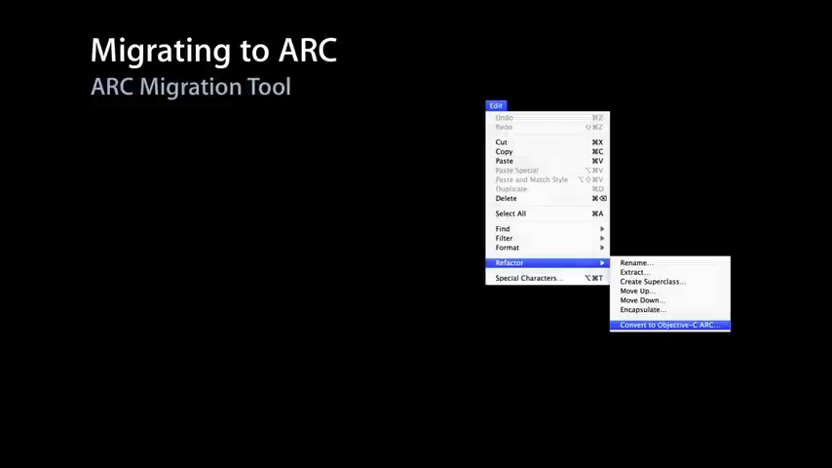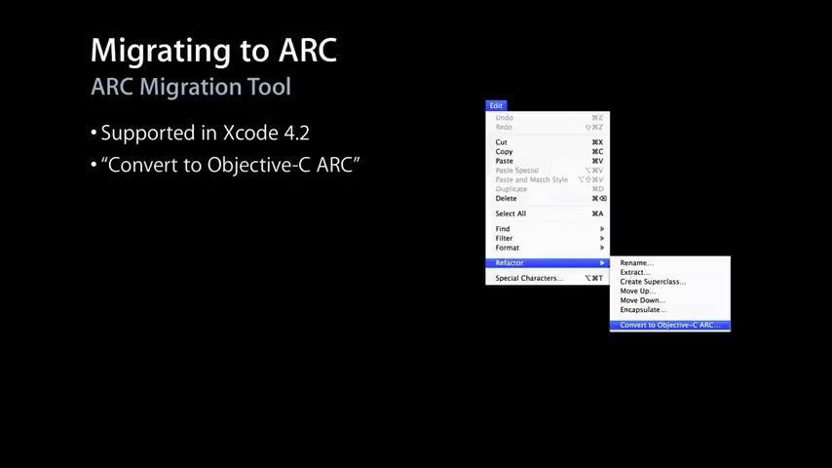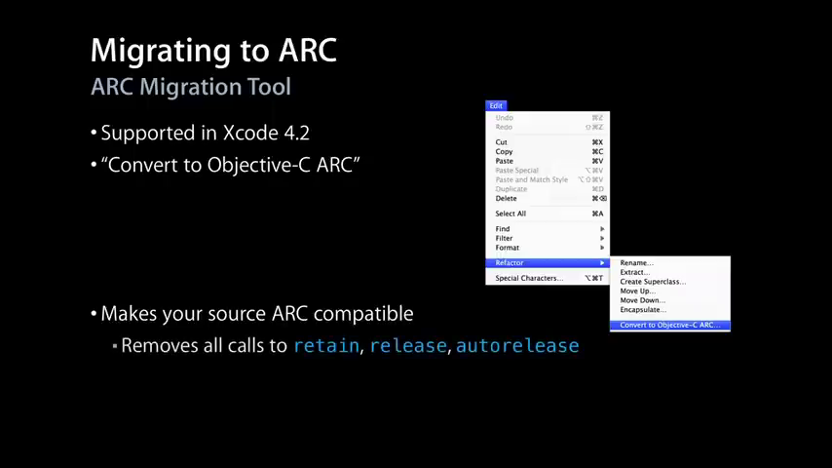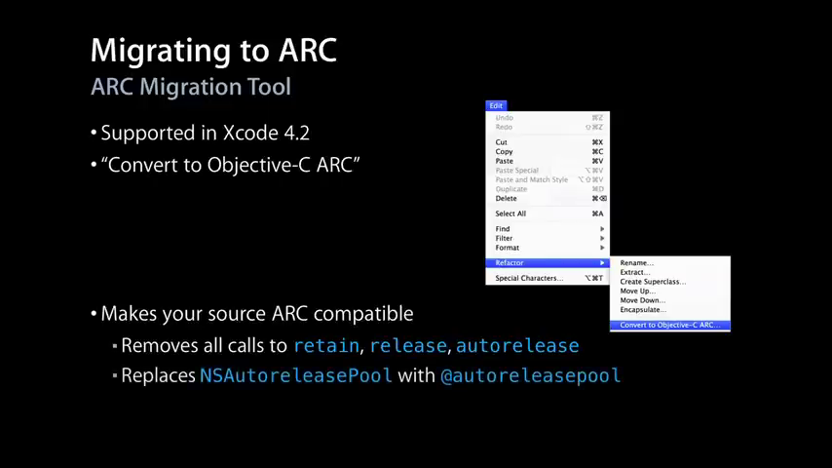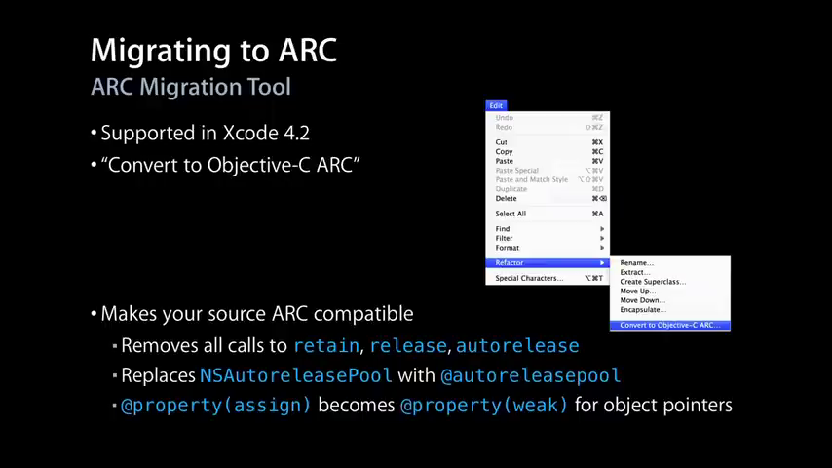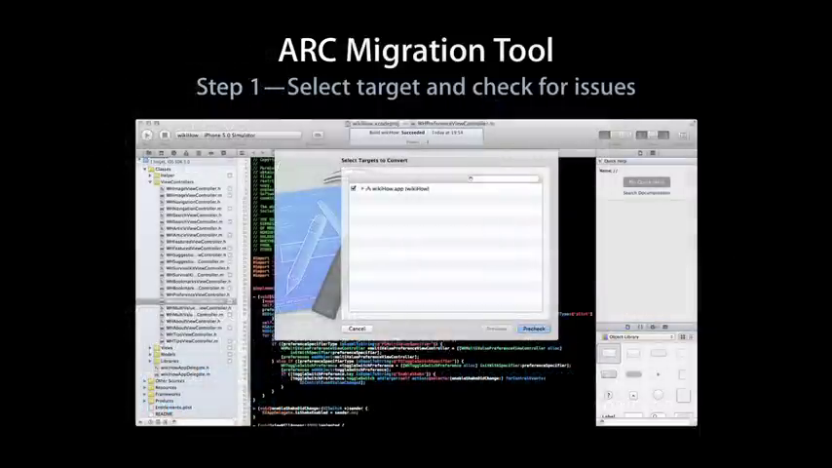Or you can use the ARC migration tool. It's supported in Xcode 4.2. You can find it in Xcode's Edit menu under Refactor, Convert to Objective-C ARC. And it applies the changes for you to your code. It'll remove all the calls to retain, release, and autorelease. It'll replace NSAutoreleasePool with the new @autoreleasepool syntax, and it changes assign properties to weak, switching them to zeroing weak references.